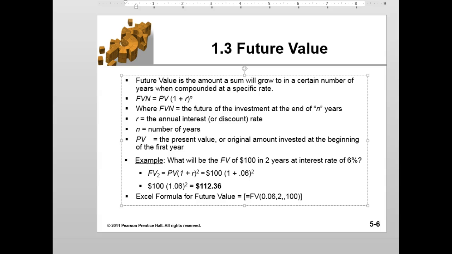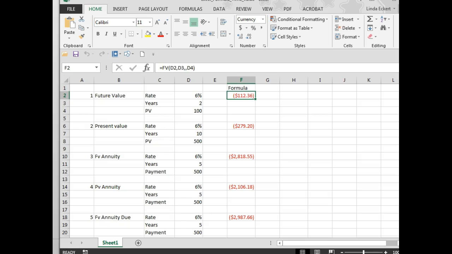Now, let me show you the Excel way. So you can see here's the formula. It's equal future value of D2, D3, and D4. Now this is how you do this. First of all, you set this up with the rate, the years, and the present value. If you type in equal FV parentheses, it brings up what needs to be placed in this formula. So the first one is rate, then a comma, then the years, then a comma.